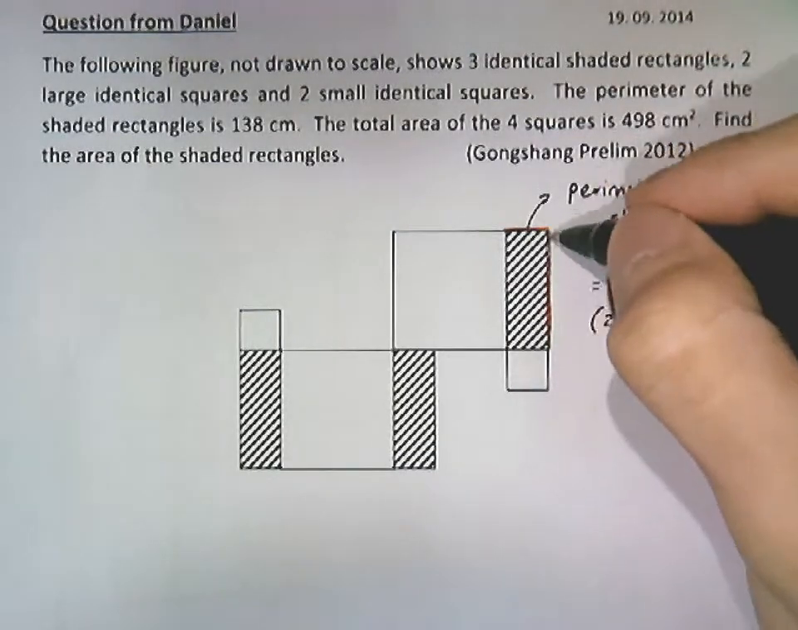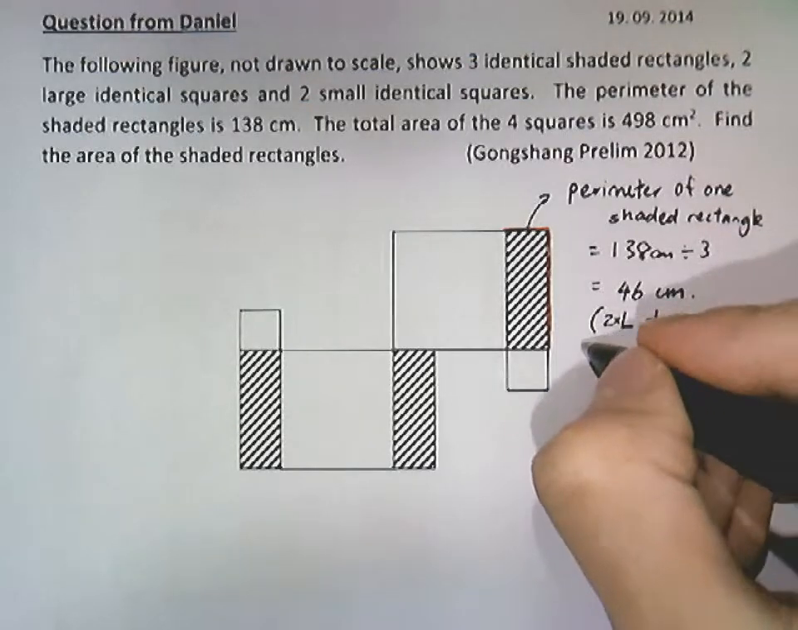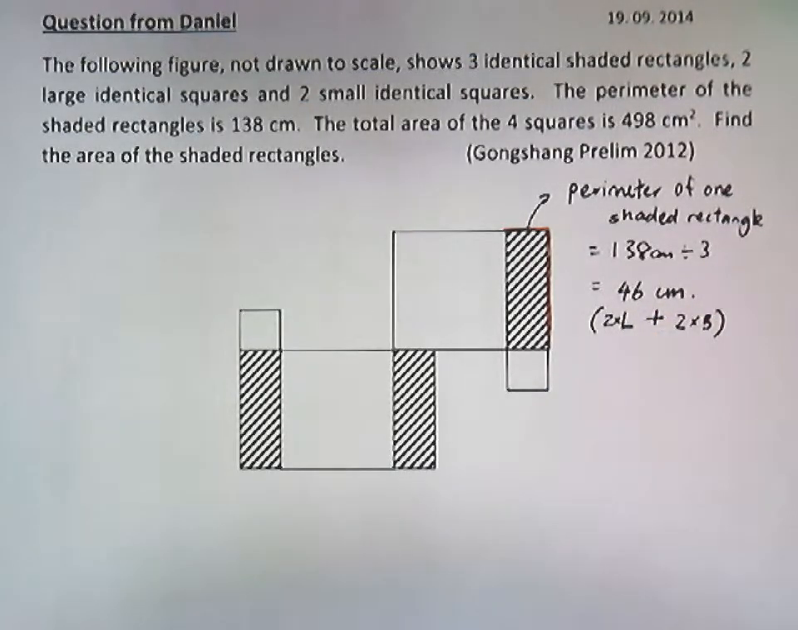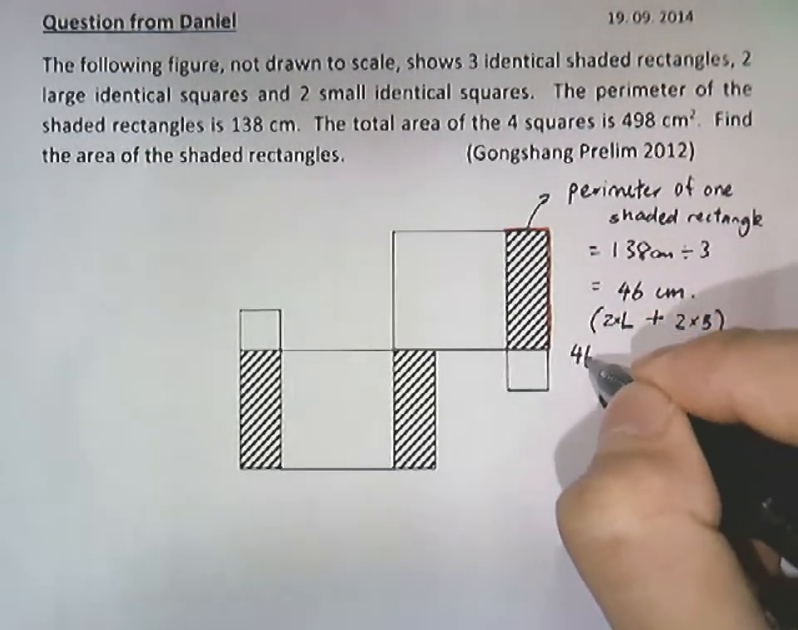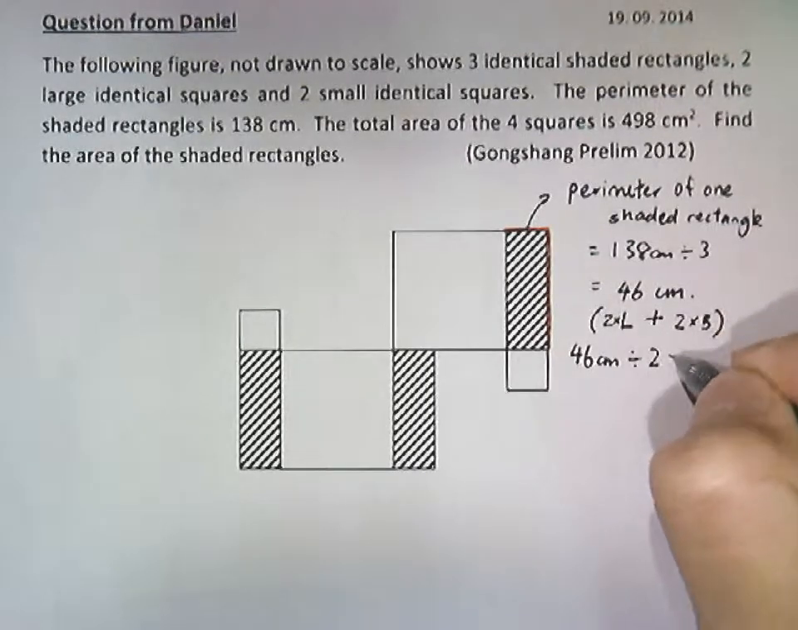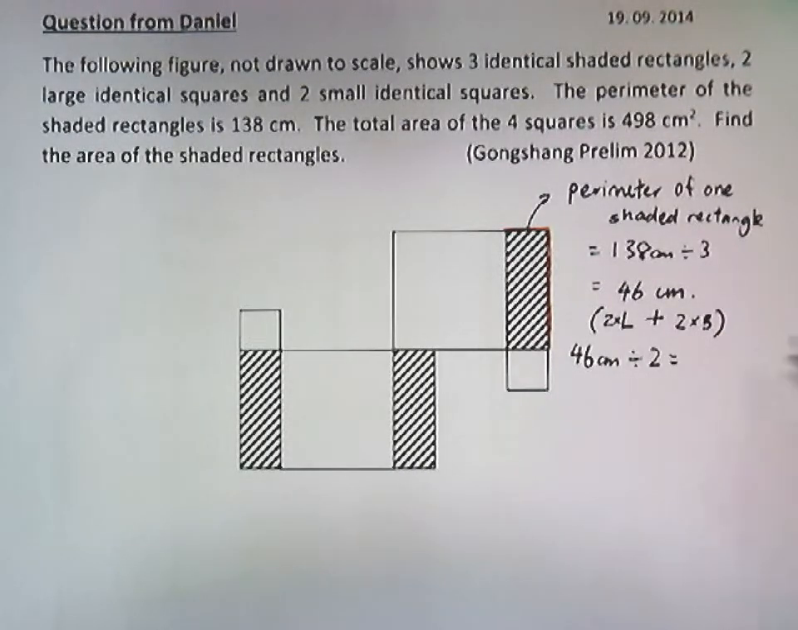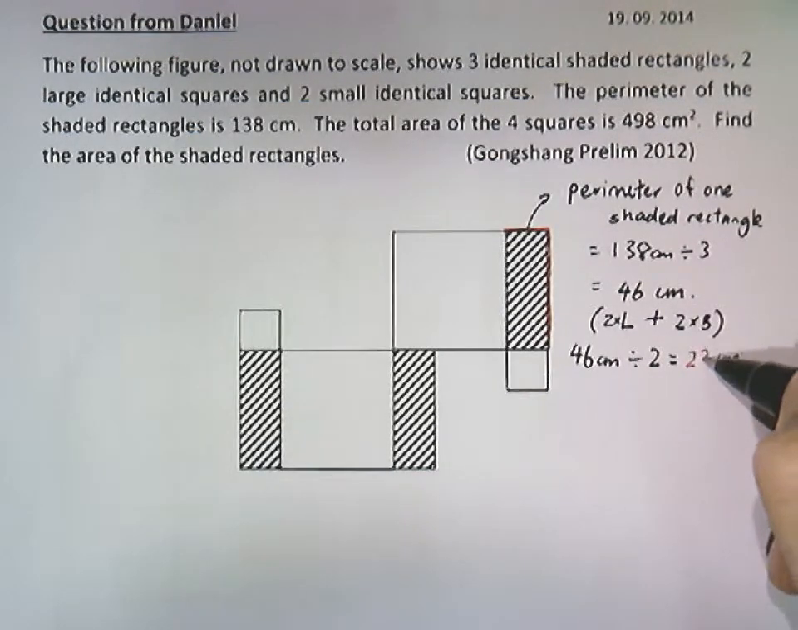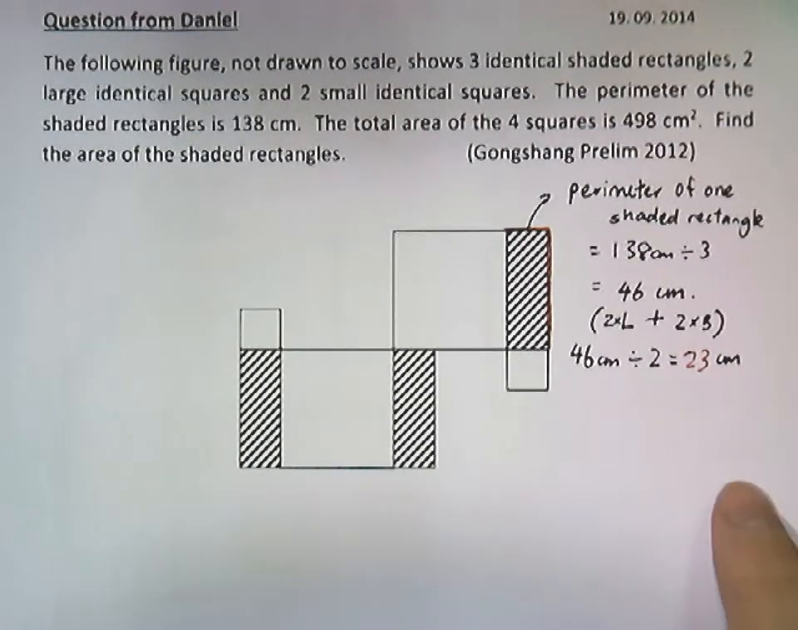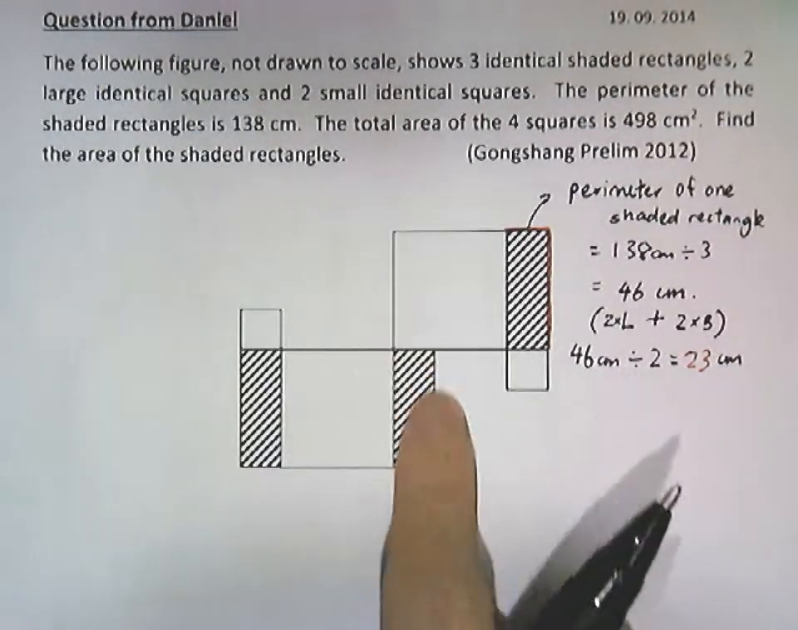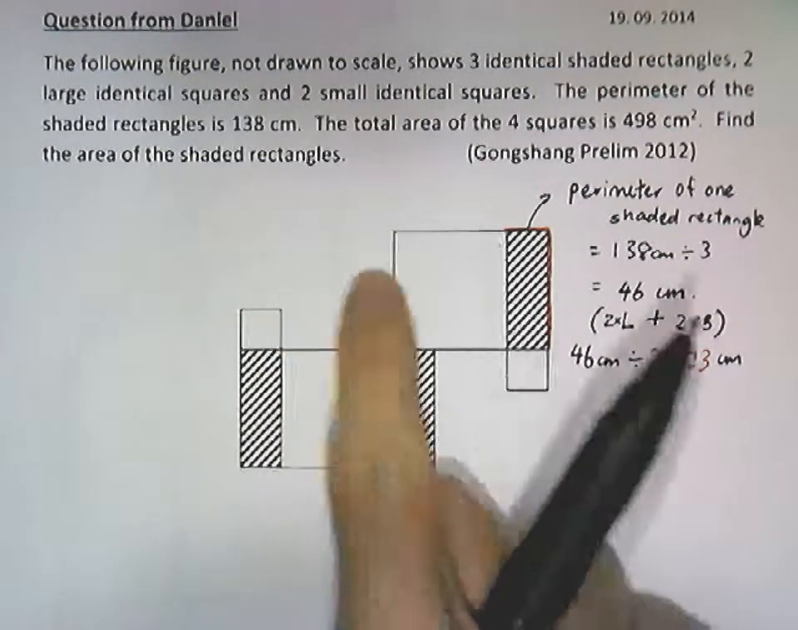So these two add up together would be 46 centimeters divided by 2, because there are 2 sets of length and breadth. That gives 23. So how do I use the 23? We'll look at this side of the figure now.